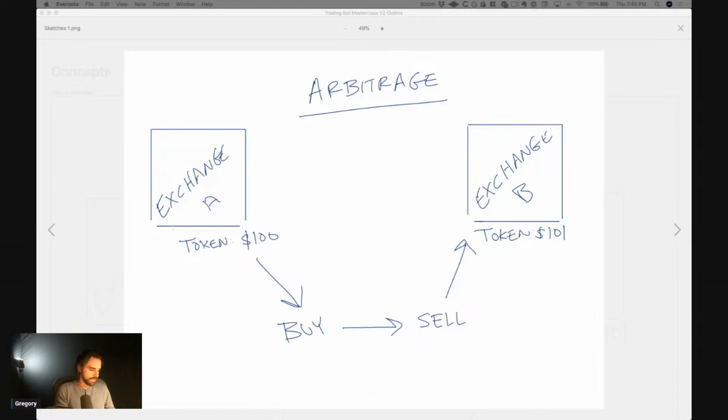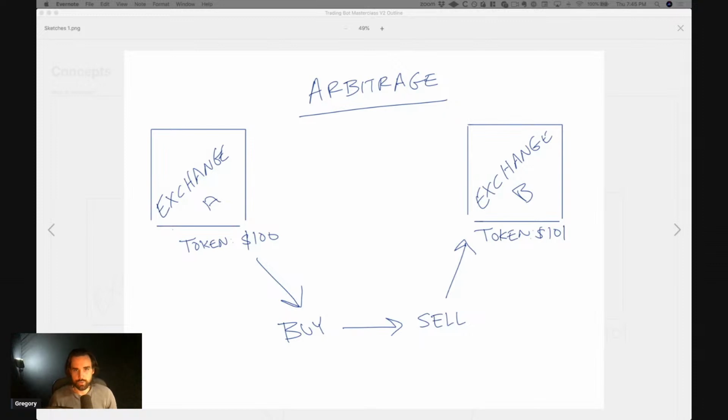So Bitcoin currently is $18,778, right? Let's just say it's trading for $18,778 on Coinbase, and then you sold it for $18,900 on Binance. You can make a $200 profit on one Bitcoin, right? So you can do that. Those are called centralized exchanges. Bitcoin is traded on both of those.